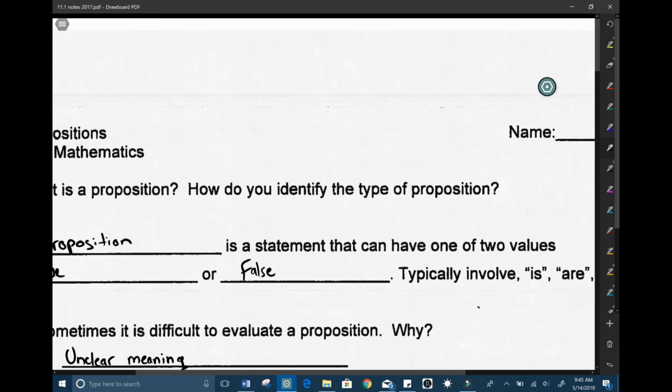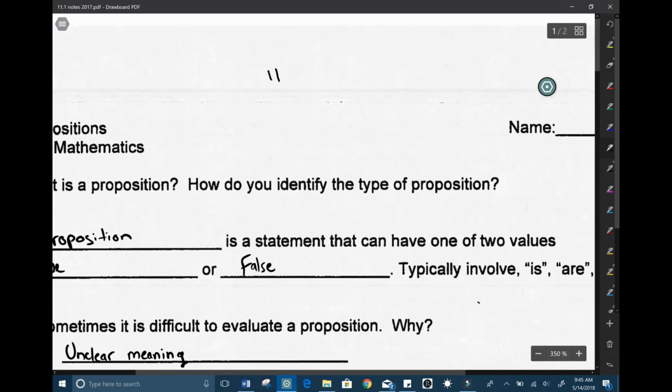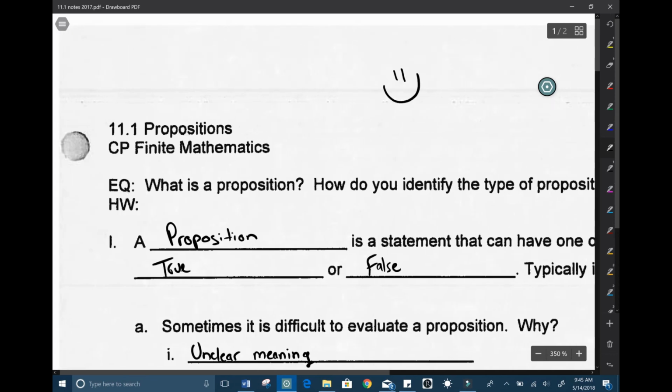Okay, so I'd like to see your notes. I'd like to see that you submitted them. And afterwards you can begin the homework, which is just the 111.1. There's a practice sheet.